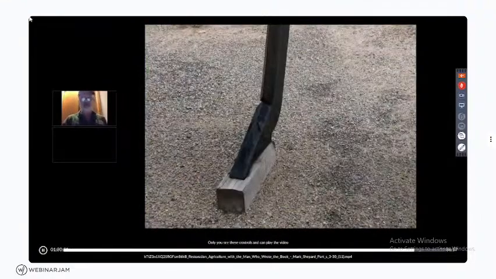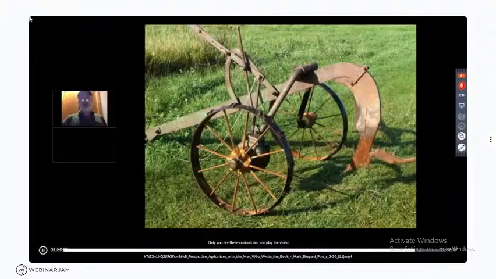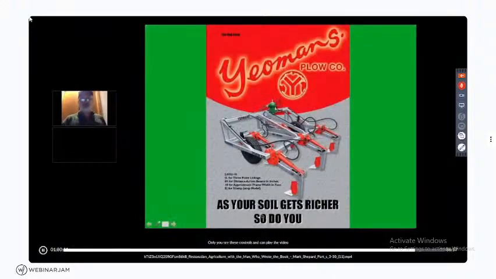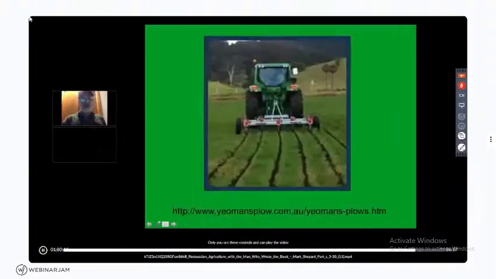Or you can get one of these online, $8,500, $10,000, plus shipping freight from Australia. Your choice. As your soil gets richer, so do you, unless you buy one of these. That's all you're doing, cutting some slots in the ground, letting that water infiltrate and soak in deep, to get the root matter growing.